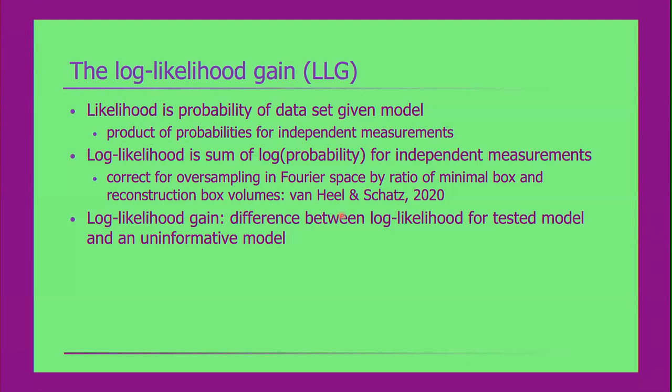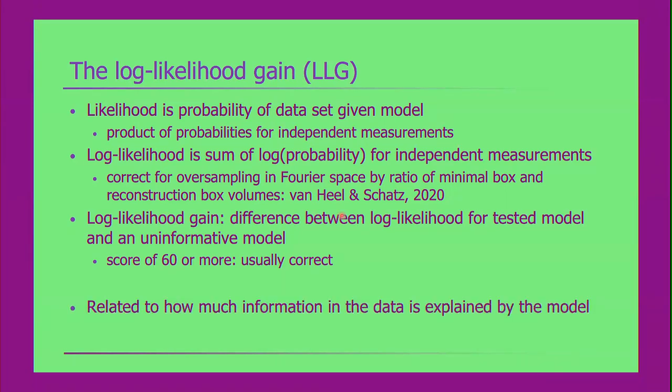Zero means you have a completely uninformative model. Something positive means it's better than random. And it turns out a score of 60 or more in a search usually means you're correct. So this allows us to decide whether we've found a solution. The reason this works is that the log likelihood gain is connected to the idea of information content. So it's telling you how much information in the data you have explained by the model.